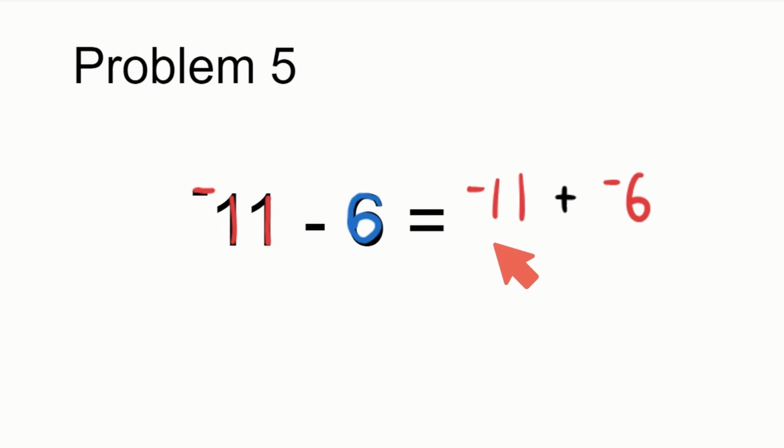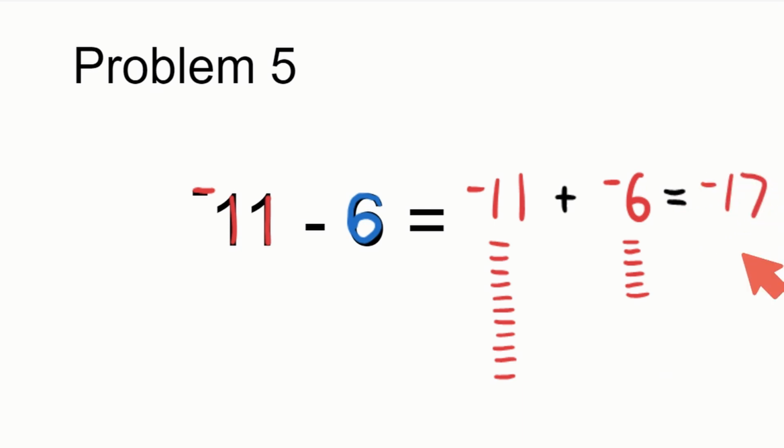Negative 11, we have 11 red tiles. Negative 6, we have 6 red tiles. And so since these are the same tiles, we can count them up. 11 reds and 6 more reds. That's going to be a total of negative 17.